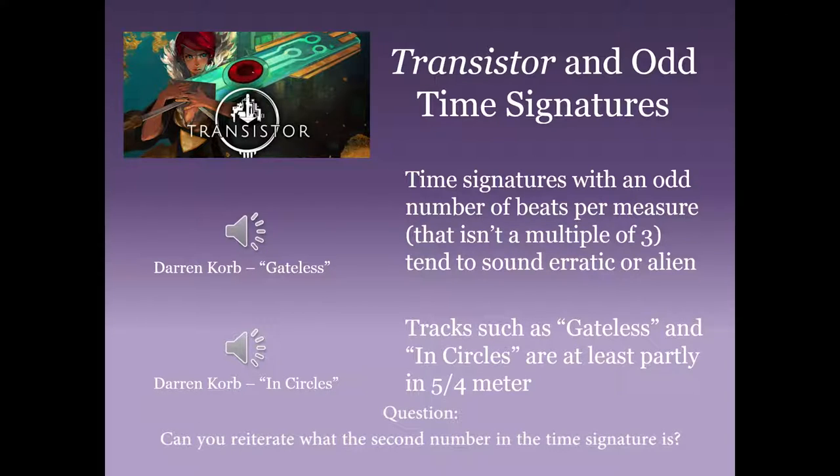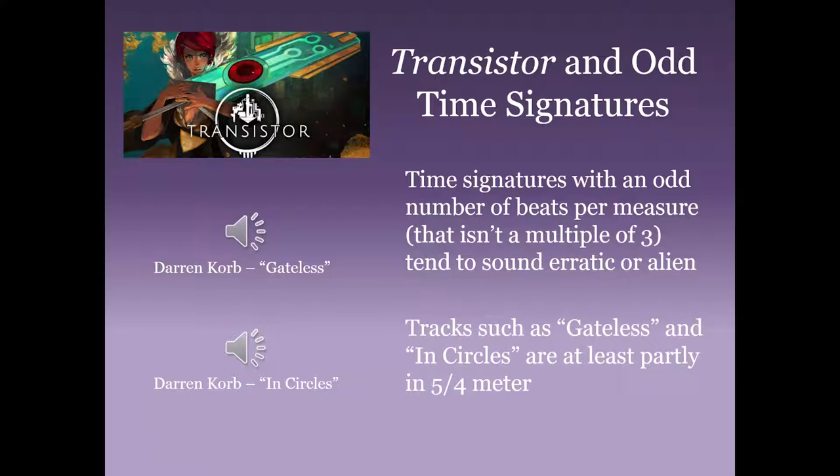Yes? Oh, yes. It indicates which type of note gets one beat in the time signature. So the question was to reiterate the second number in time signatures. In the case of the one on the screen, 5-4, a quarter note gets one beat, because the number represents the bottom number of the fraction that the note is named after. So a quarter note is represented by a 4, a half note is represented by a 2, a whole note is represented by a 1. Does that make sense? Okay.